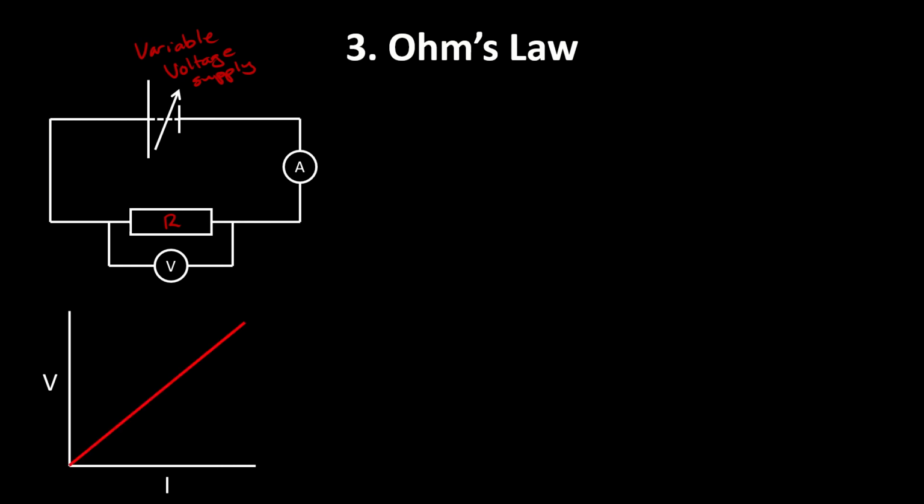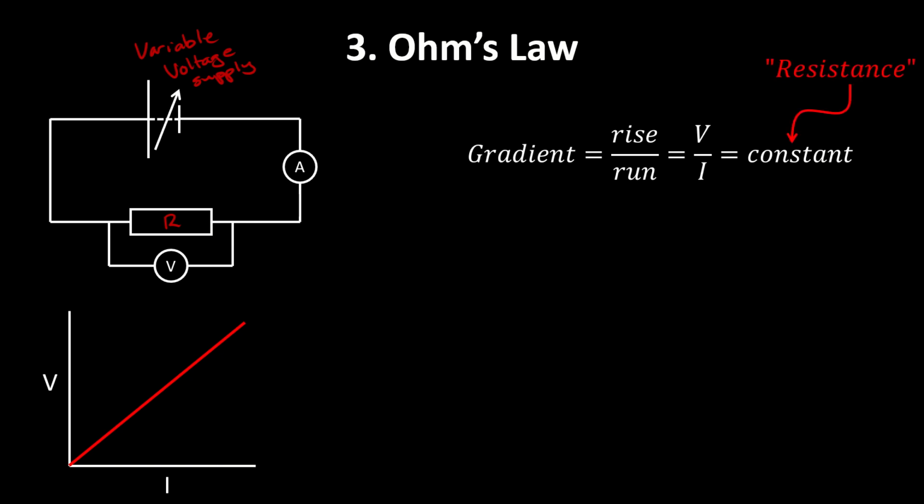Now, there are cases when it doesn't look like that. We'll talk about those later, but for now, we're just going to talk about that case. So for this case, we could calculate the gradient of that line. The gradient would be rise over run, which would be voltage over current, and if it looks like this, that's going to be a constant, okay? So voltage over current is some constant. That constant we call resistance, okay? So resistance is just the name for the gradient of that line, okay?